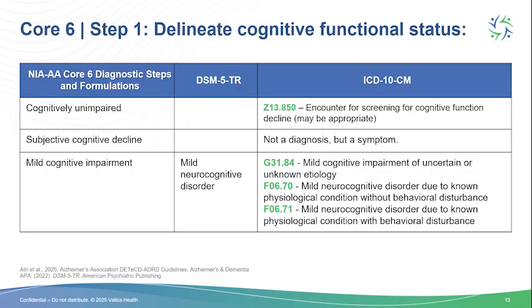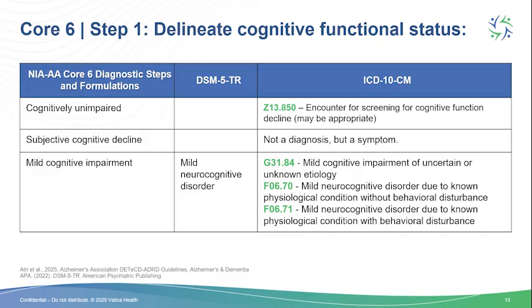So the first 2 aren't diagnoses. For cognitively unimpaired, it means the person has no cognitive complaints and they don't have anything wrong with their memory tested. So it may be appropriate to use something like an encounter for screening for cognitive decline. Now, many people experience subjective cognitive decline, where they feel like their memory is worse, but testing shows it's normal for their age. And in that case, it doesn't meet criteria for a cognitive impairment. And when we get to mild cognitive impairment, there's a few choices.